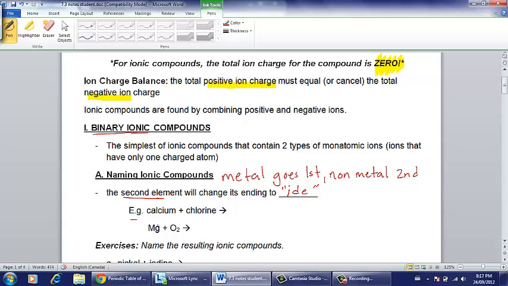So for example, if we had calcium and chlorine, we would name it calcium, and then chlorine would change to chloride. Magnesium and oxygen would become magnesium oxide.